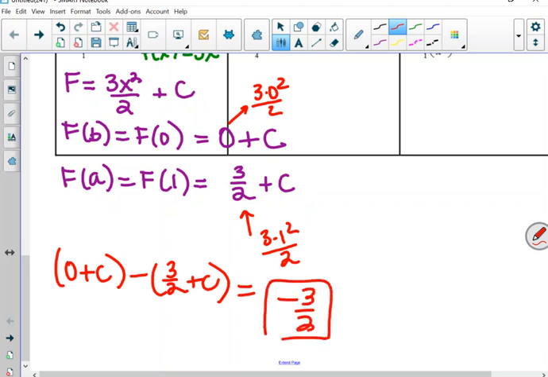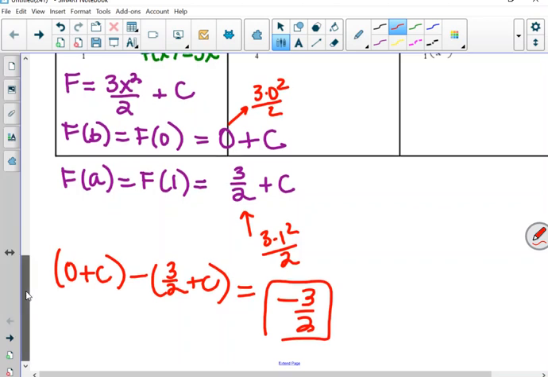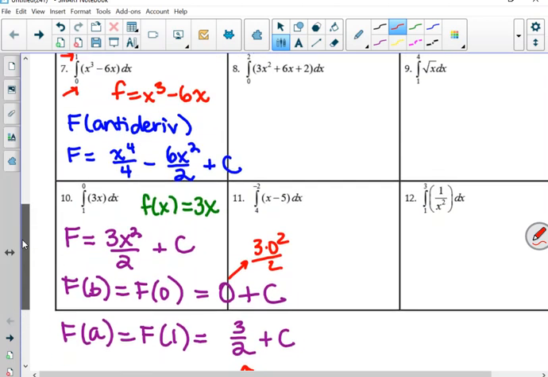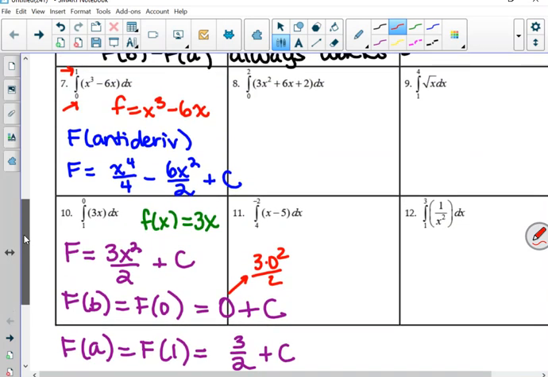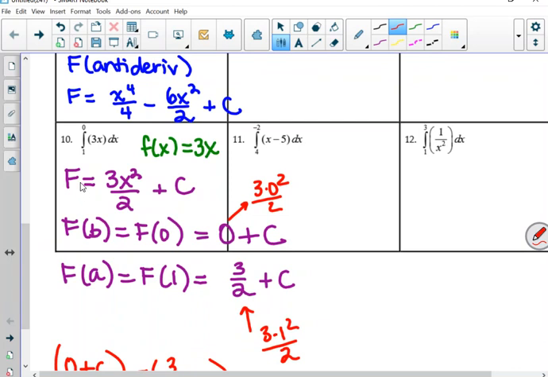I don't have to remember different rules for different combinations of numbers. If I'm consistent with f of b minus f of a, I should get the correct answer. F of b minus f of a, with big F calculated from little f, big F being the antiderivative, should be flawless.